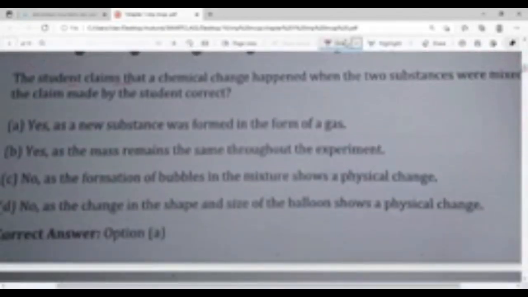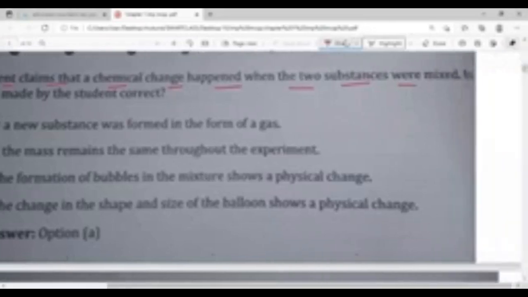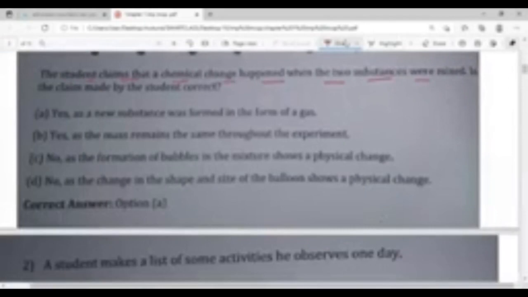The student claims that a chemical change happened when two substances were mixed. Is the claim made by the student correct? What was the reaction between CH3COOH and NaHCO3 to produce the salt CH3COONa, water and CO2 gas? Is it a chemical change?